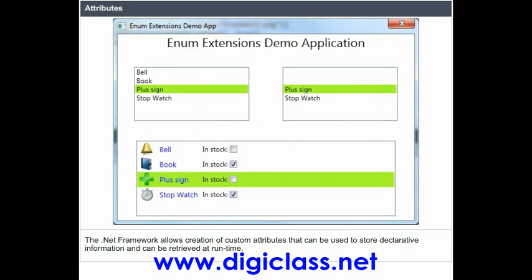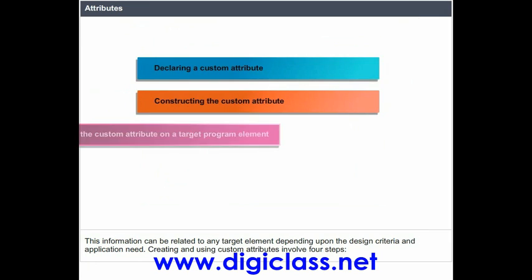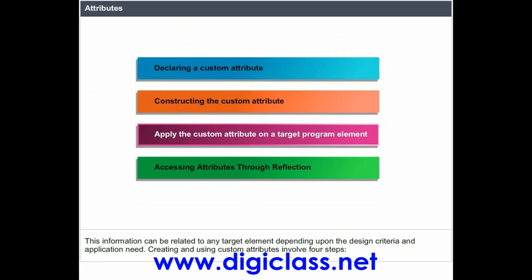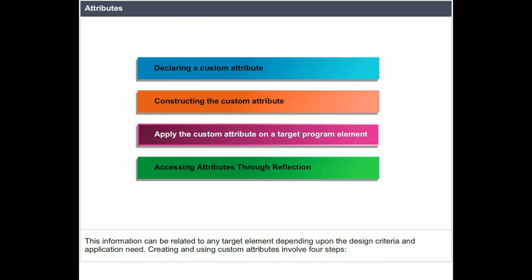Attributes. The .NET Framework allows creation of custom attributes that can be used to store declarative information and can be retrieved at runtime. This information can be related to any target element depending upon the design criteria and application need. Creating and using custom attributes involve 4 steps.